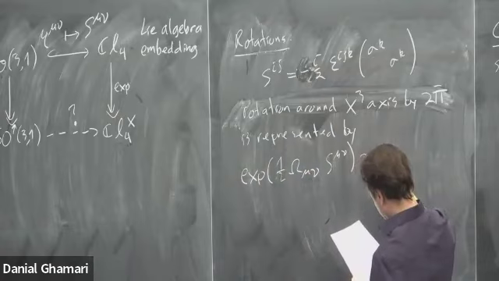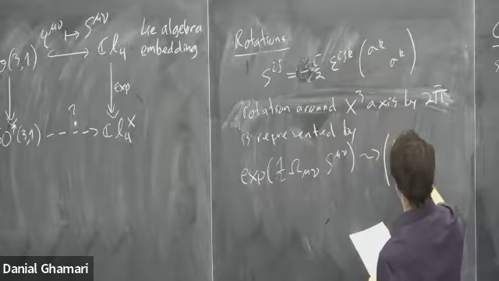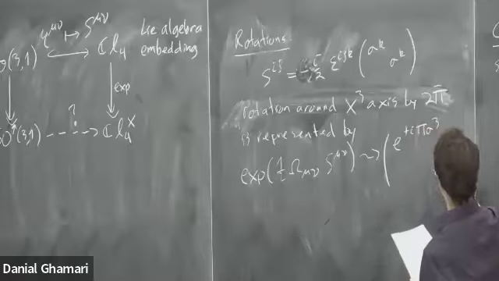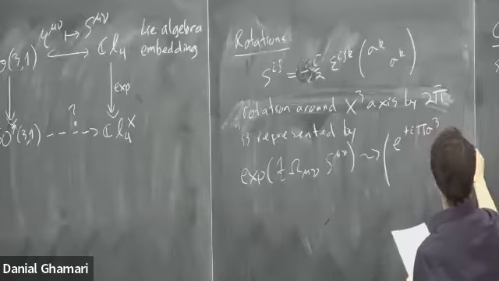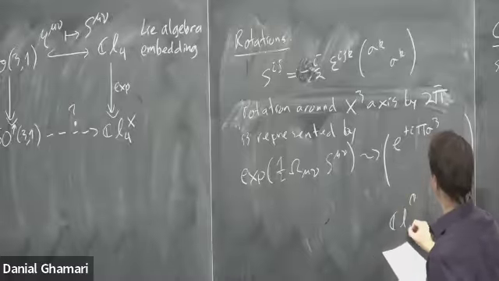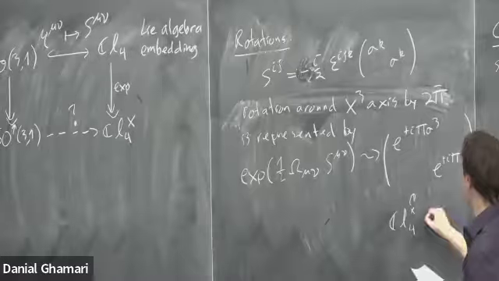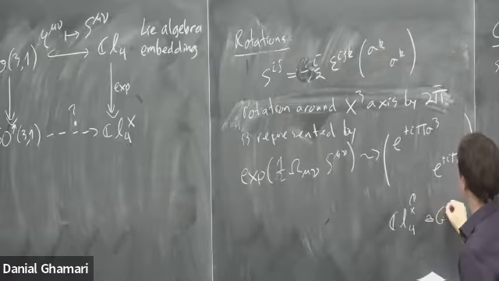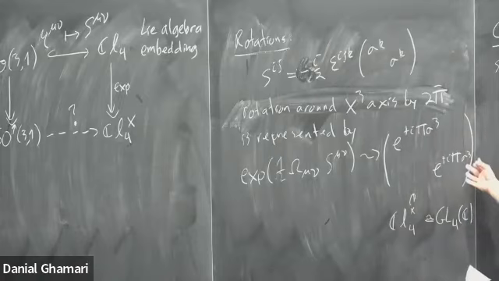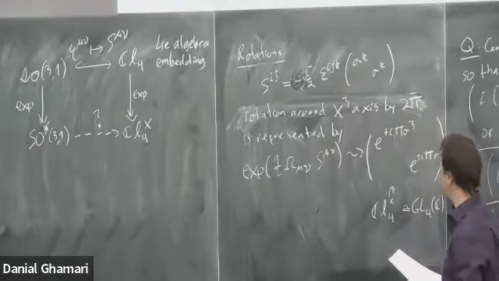So this is going to become the following action: e to the plus pi sigma 3, e to the plus pi sigma 3. Remember, this is living in the complex Clifford algebra, the multiplicative units, so this is actually just GL for C. Okay, so this is what the representation says rotation around the x3 axis by 2 pi is supposed to do.